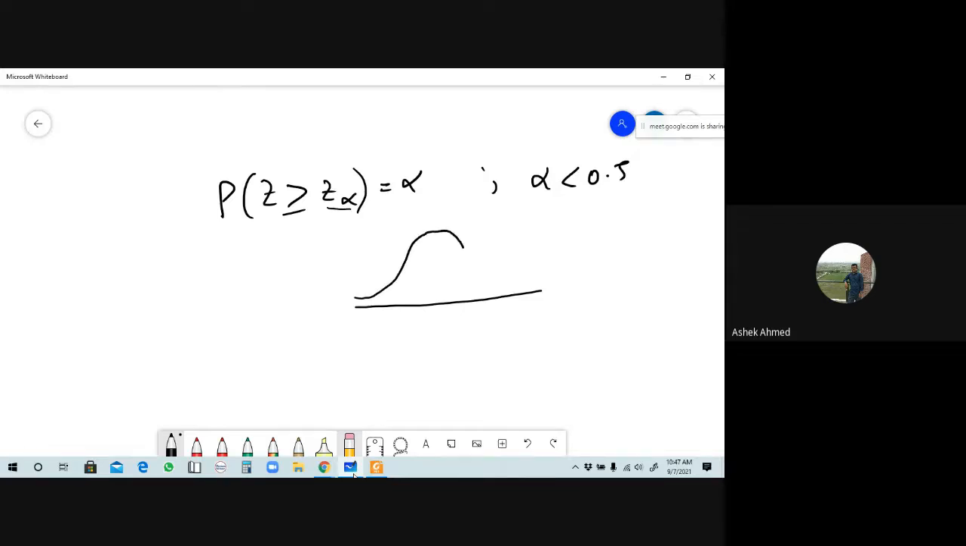In the last class we already discussed the graph of a standard normal function. That is this type of graph. From here we know that this is the mean value because Z is N of 0 comma 1. 0 is the mean mu, and 1 is the variance. Since the coefficient of z sub alpha is positive, tell me the position of z sub alpha lies on which side of 0, either left side or right side?